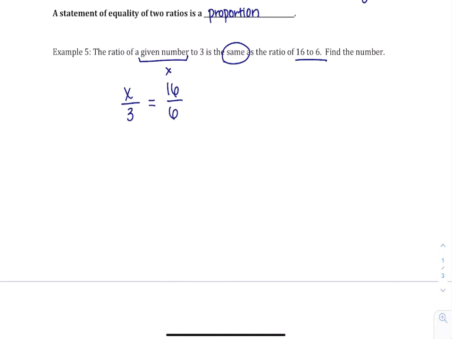To solve these, we're going to use cross multiplication. So I'm going to multiply the 6 to the x, and I'm going to multiply the 3 to the 16. Now, even though cross multiplication is a shortcut here, we really are simply eliminating our denominators. So it's not anything that is invalid algebraically, but it is a shortcut that we're using here. So now we know that 6x equals 48, and we can solve this by dividing both sides by 6, and we know that this unknown answer is 8.